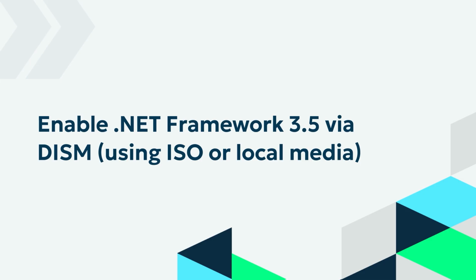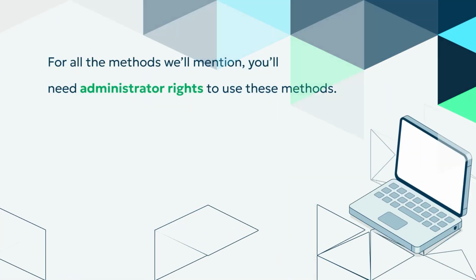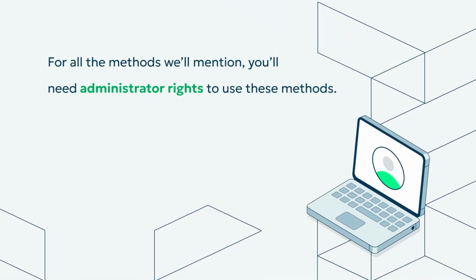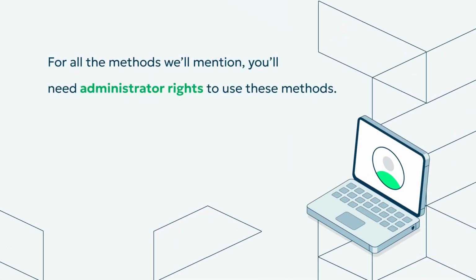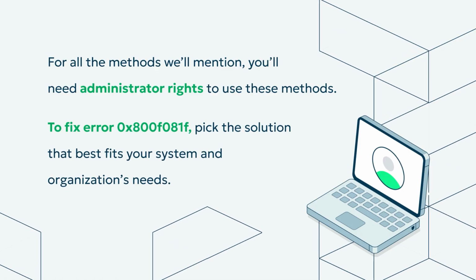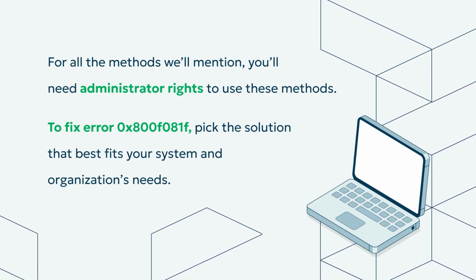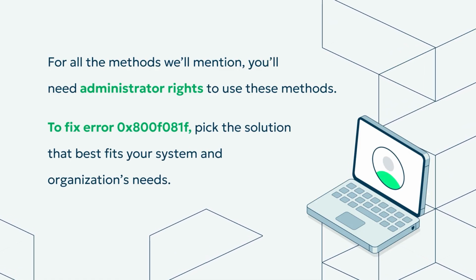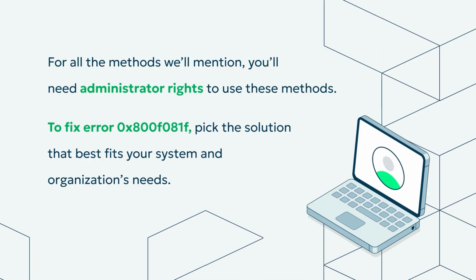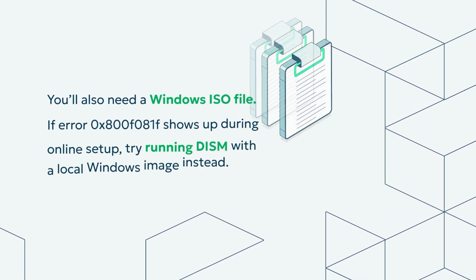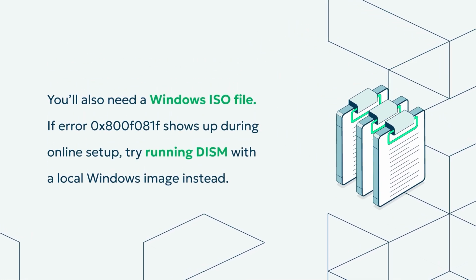Method 1. Enable .NET Framework 3.5 via DISM using ISO or local media. For all the methods we'll mention, you'll need administrator rights. To fix error 0x800F081F, pick the solution that best fits your system and organization's needs. For this fix, you'll also need a Windows ISO file.